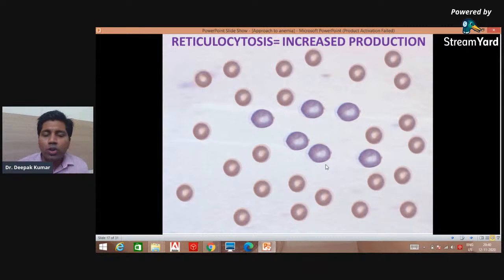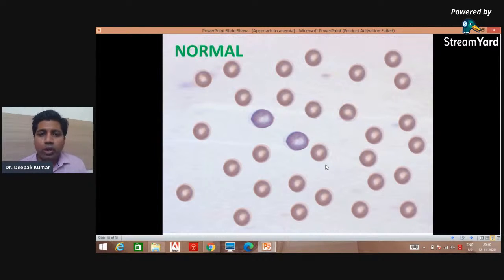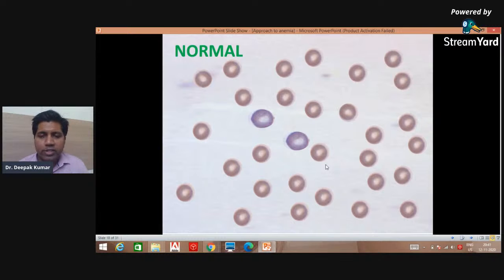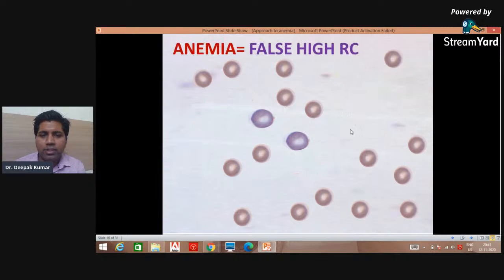In anemia, this picture is not going to be like this. So if this is the normal picture, in anemia, the picture is going to be like this, which produces inherently false high reticulocyte count. So just observe these two slides again. This is a normal, which has red blood cells distributed all over, and then you see two reticulocyte counts here. And then you have anemia, where few of the red blood cells disappear, and there are two reticulocyte counts.